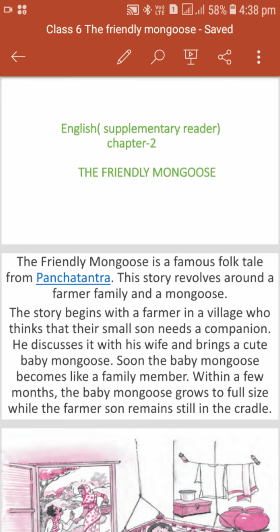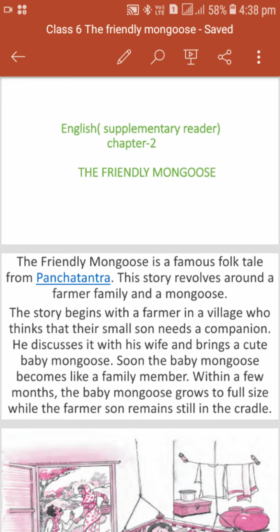They had a small son, so he was alone. So they needed a companion for their small son. He discusses it with his wife, and both of them then bring a cute baby mongoose. Soon the baby mongoose becomes like a family member.